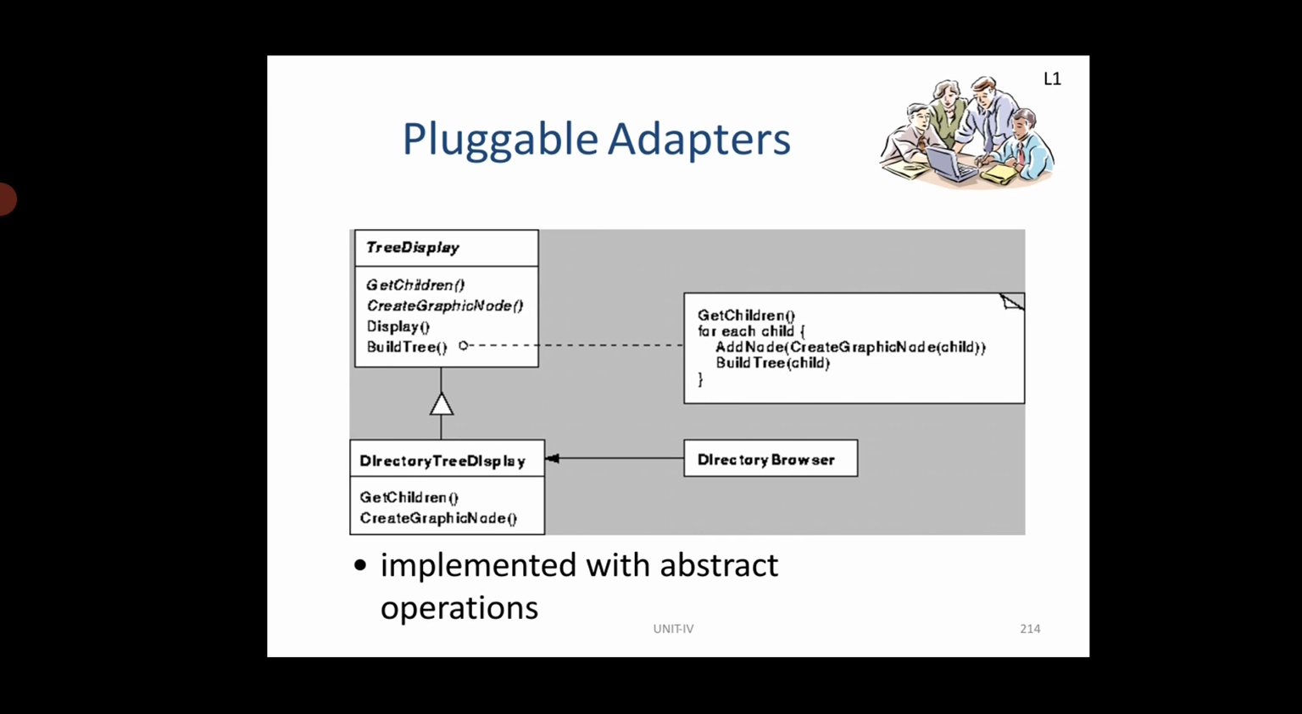The directory structure is made up of file system entity objects, like the directory browser. This is what we call implementing with abstract operations.